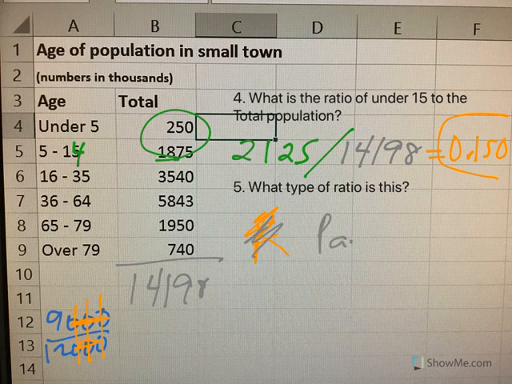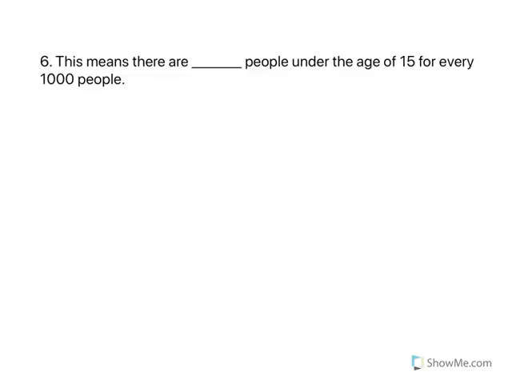This is a part to whole ratio. And we know it's part to whole because we are comparing to the total population, or the whole population. Let's take that a step further. So we know that our ratio that we just found is 150 thousandths. You know, that's over 1, right? You can make any number a fraction by putting it over 1.